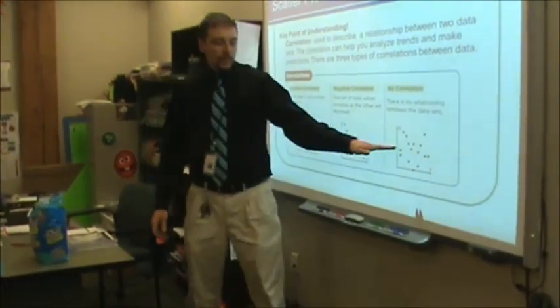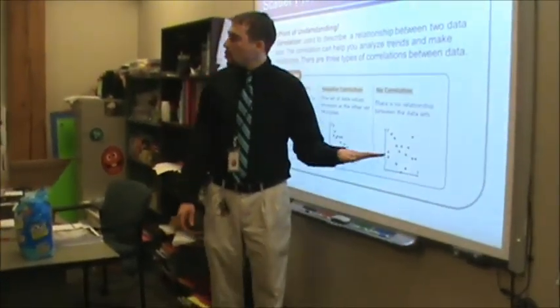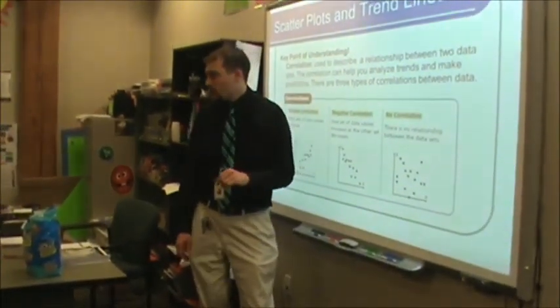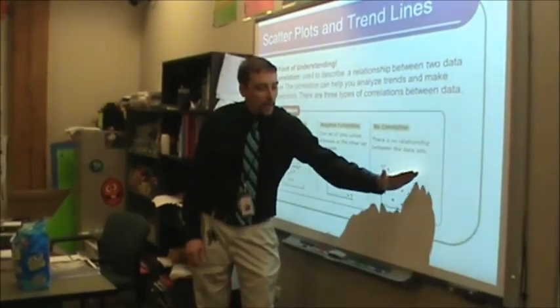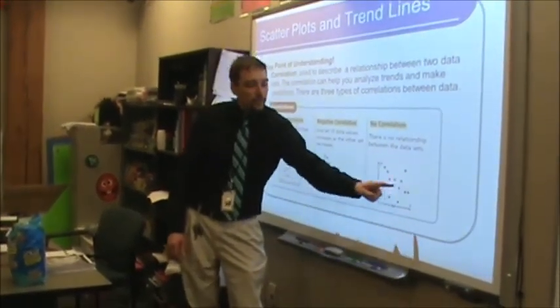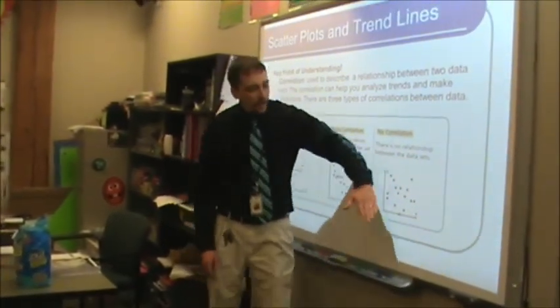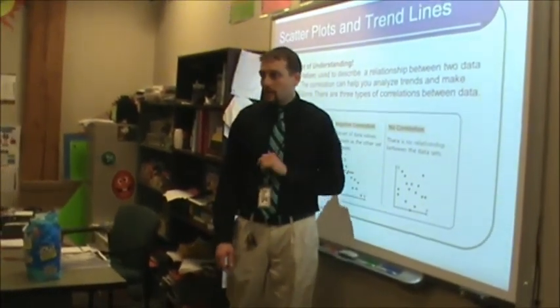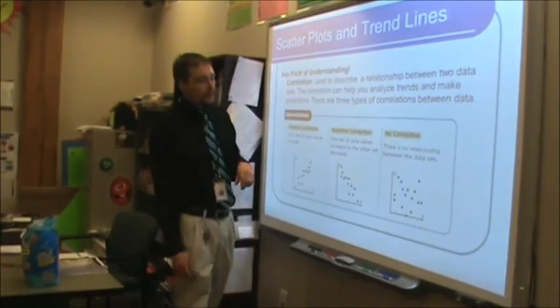And then no correlation. This is all over, all right? There is no one straight line that you could draw through this that would be really close to all the points. If you tried to make it a positive correlation, it's really far away from these points. If you tried to make it a negative correlation, it's really far away from the points in the upper right-hand corner and the bottom left-hand corner.